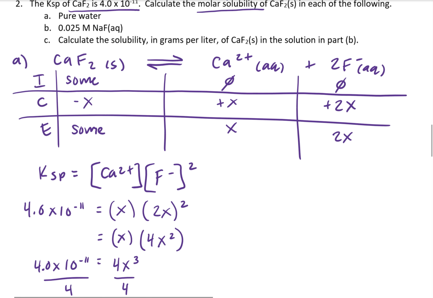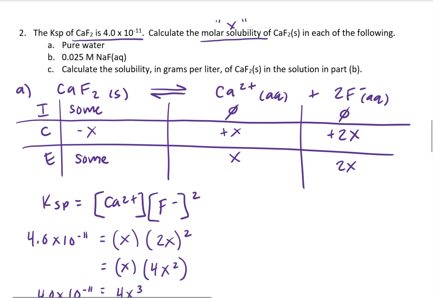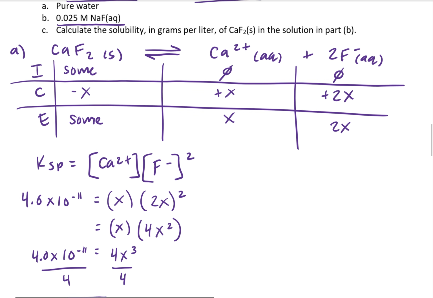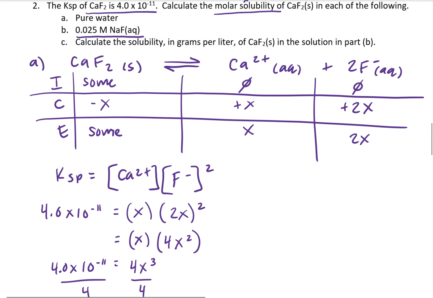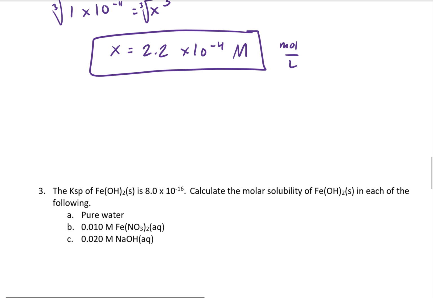Part B. Now we want to calculate the molar solubility of calcium fluoride when it's not put into water anymore, but placed into an aqueous solution of sodium fluoride. So that means there's already some sodium ions present in the solution and fluoride ions present in solution before I add the calcium fluoride to it. So we're going to rewrite our equation.